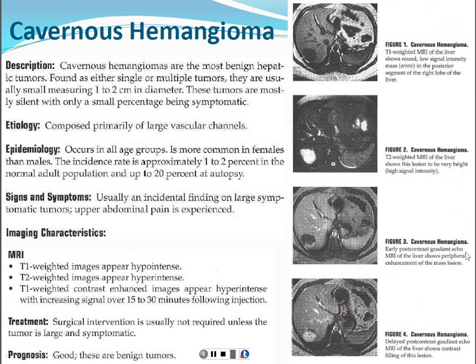Here we have a T1 weighted image, and they're usually dark on T1. On T2, they're quite bright. They call them light bulb bright. And so that really helps differentiate them from some other lesions that you might be more worried about.